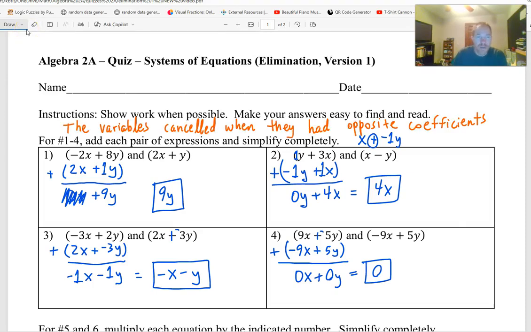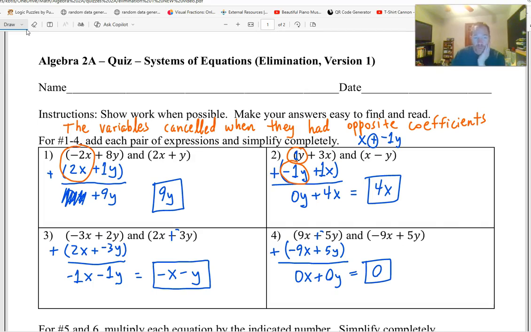So here you go. Here's that note written out. When did the variables cancel? The variables canceled when they had opposite coefficients. So a negative 2x and a positive 2x. That's what I mean by opposite coefficients. Negative 2 and positive 2 added together is 0. Number 2, we had positive 1 and negative 1 for y. Those were the coefficients of y. Those together are 0.